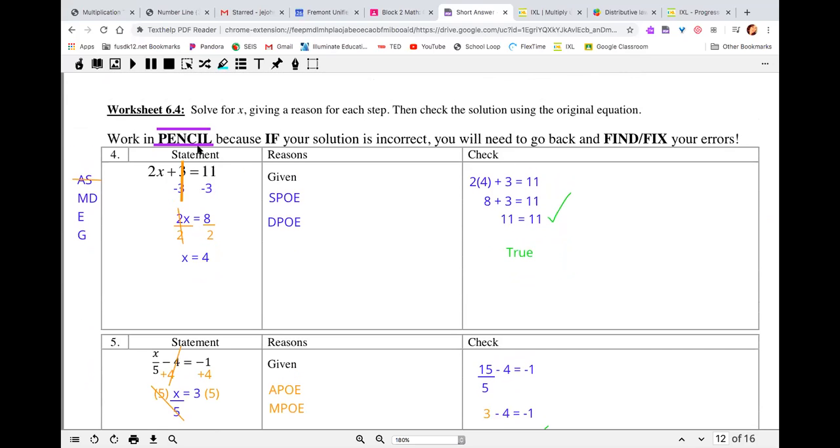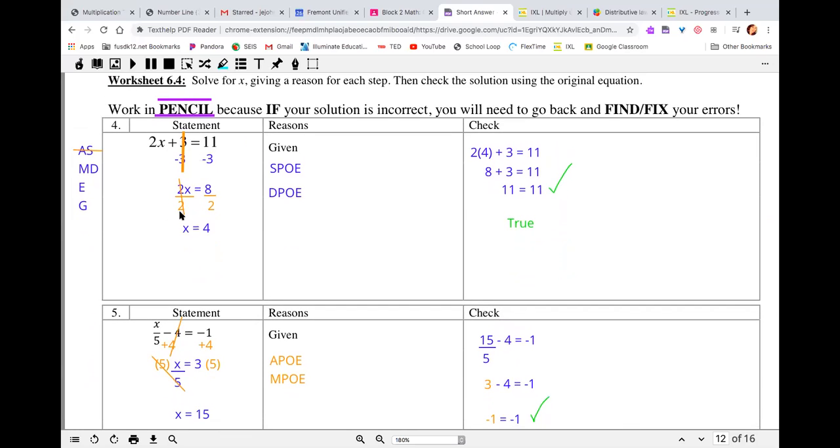I emphasize work in pencil. Okay. Math and pencils go together. Math and pens do not go together. Okay. We're finding and fixing errors if we need to. So we're going through the steps.